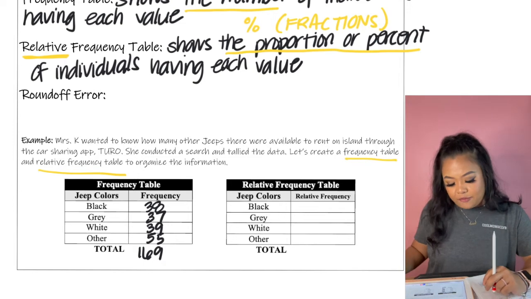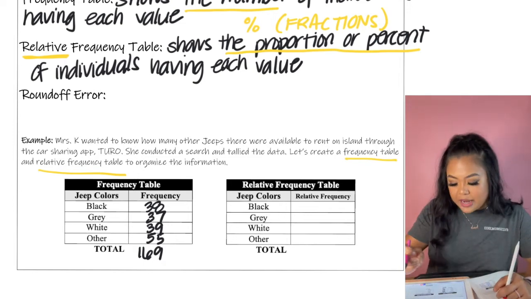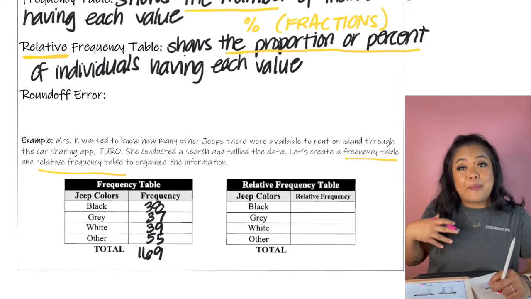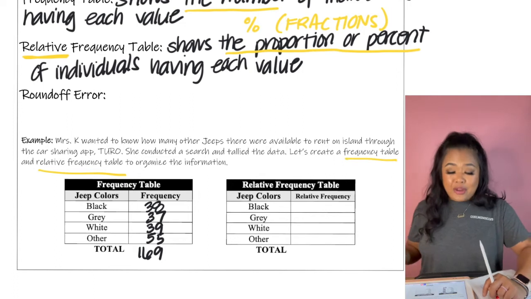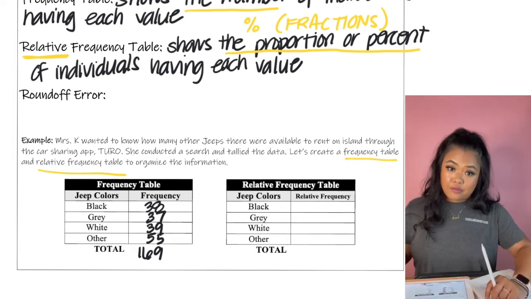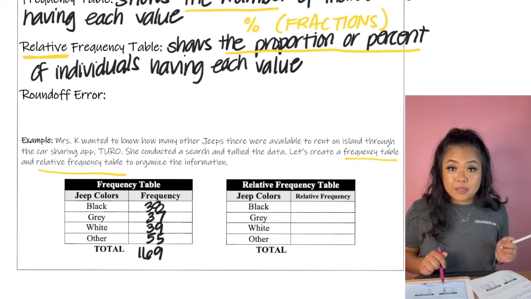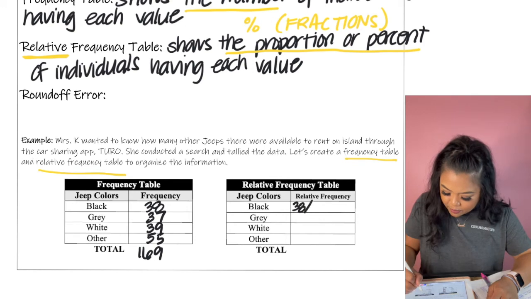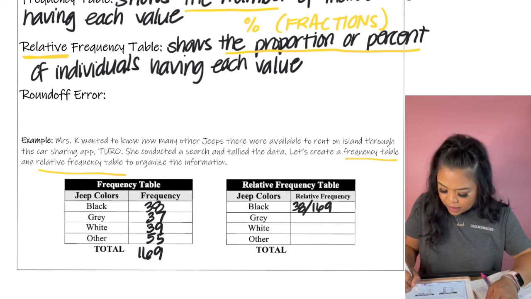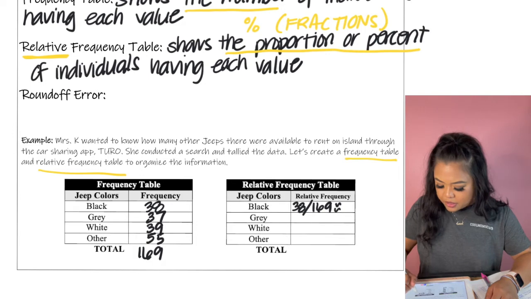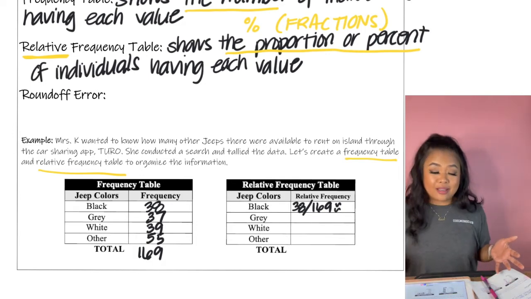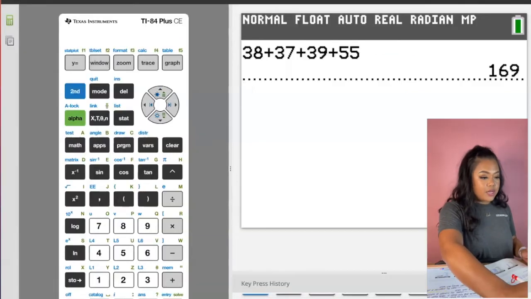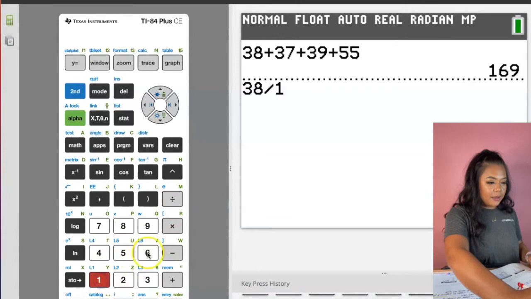So again, a relative frequency table gives you the proportion, right? So we want to know how many black Jeeps there are in the form of a percent. In order to do that, you have to know what the total is because you're going to have to divide. We have 38 black Jeeps according to our notes here. So we're going to have to divide 38 divided by 169. And I'm going to put that on here. Sorry, there's a little bit of space. I will edit that for next time. So I'm going to put approximation symbols here, that way you know that we are rounding this off. So I'm going to do 38 divided by 169 on the calculator.